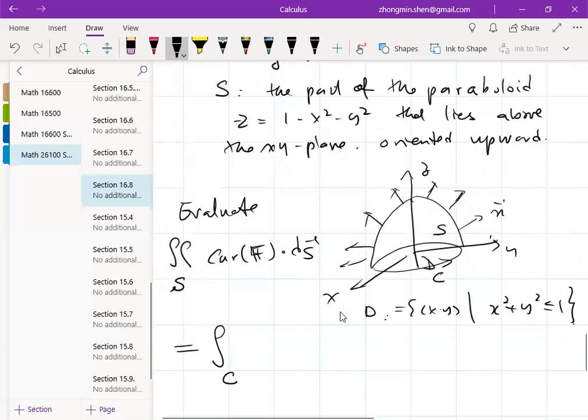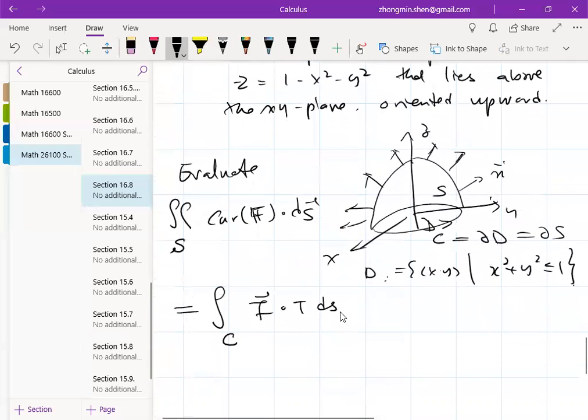C is the boundary of D, the domain D. You have D in the XY plane. This can also be viewed as a surface, and the boundary of the surface, denoted partial D, means the boundary of D. Right? So this is an FTDS. Now it's easy to evaluate this integral. It's a line integral.